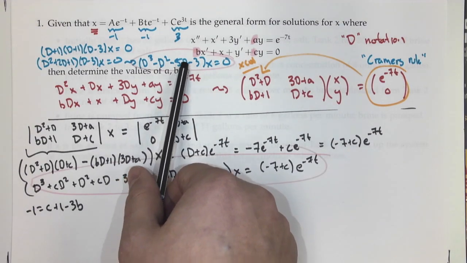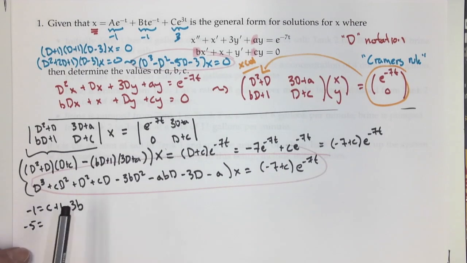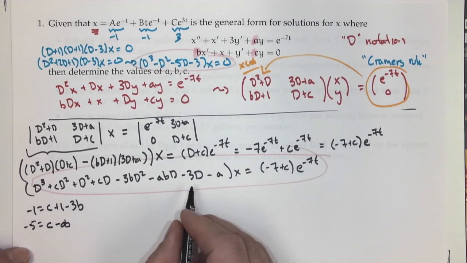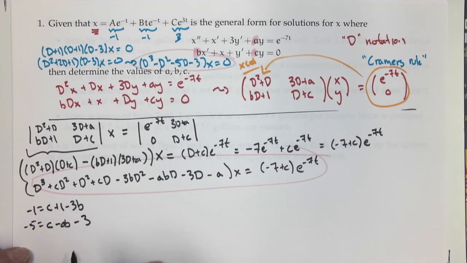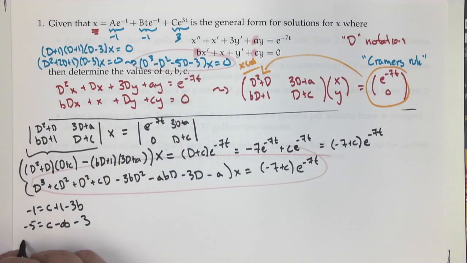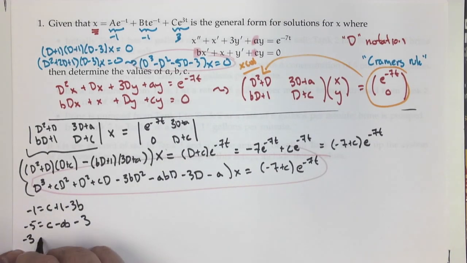Okay, our coefficient for d upstairs, negative 5. That has to match our coefficient for d, so we start scanning. There we see a c, and a minus ab, and a minus 3. Okay. Now, the constant, minus 3, has to match this constant, which is minus a. All right. Now, there's one more piece of information.